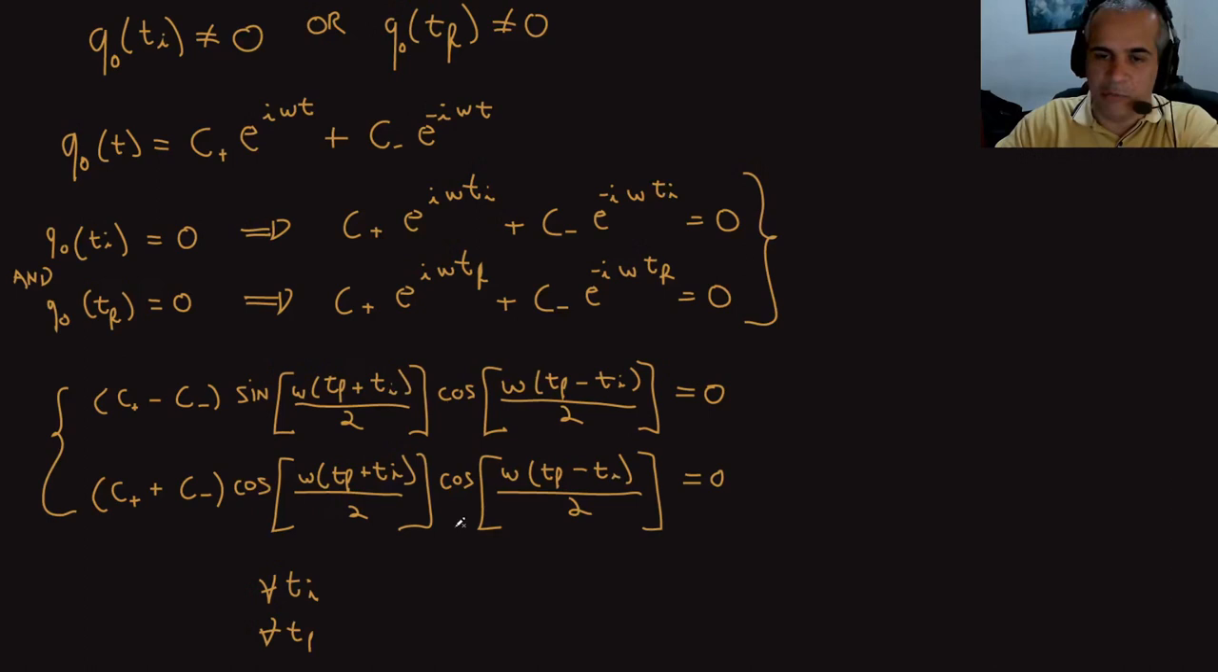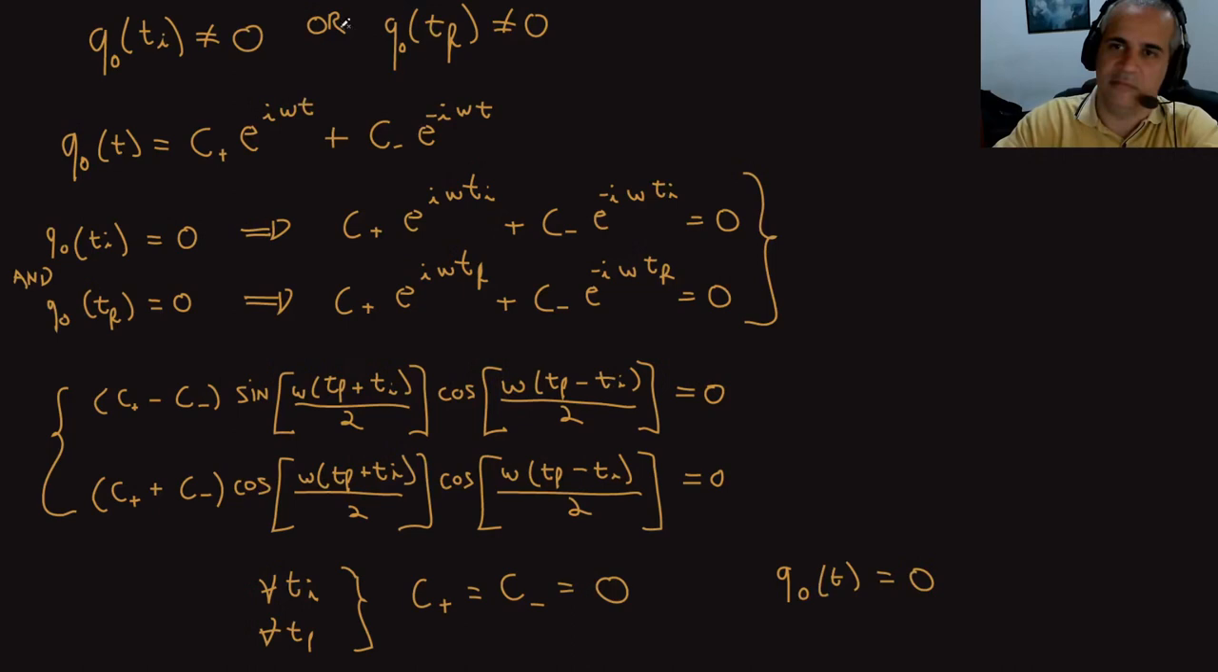But what I need is C plus minus C minus to be zero, and C plus plus C minus to be zero. And that implies, of course, if both the sum and the subtraction need to be zero, that C plus is equal to C minus, which is zero. In other words, I show that if I impose these two boundary conditions at the same time, then the only solution is Q0, Q0 of t equal to 0, because I make both coefficients 0, which proves my initial statement. Either one of them needs to be different from 0 so that I can have a non-trivial solution for any time. Right? How does that help us?